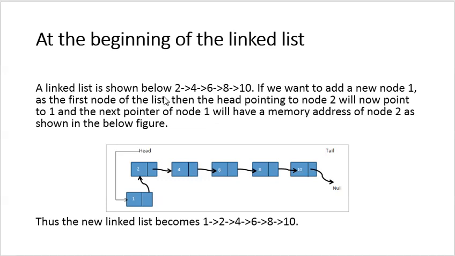A linked list is shown below. The old linked list is 2, 4, 6, 8, 10. This is our already existing linked list. If we want to add a new node 1 at the first position of the list, then the head pointing to node 2 will now point to node 1, and the next pointer of node 1 will hold the memory address of node 2, as shown in the figure. Thus the new linked list becomes like this. So if you want to insert a node at the beginning, it will be just like this. For this you just have to change the pointers.